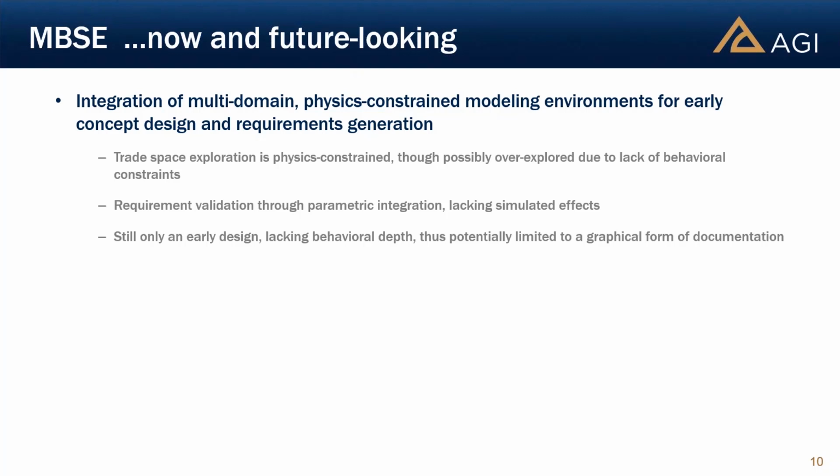Now, we're able to integrate physics to do trade space exploration, but unfortunately, that design space at first is fine, but as we evolve the design, it becomes overexplored, because as we evolved our design, we now know how the system will behave. And we now need to look at trades that incorporate how the system behaves. So we're not looking at areas of the trade space that are not possible, or are outside of what the process says is possible. And so we find we're doing requirement validation. We have the parametric integration through parametric diagrams.